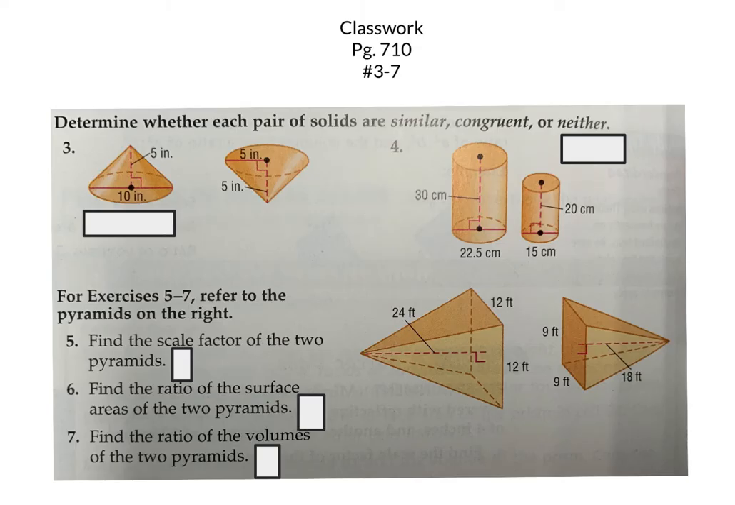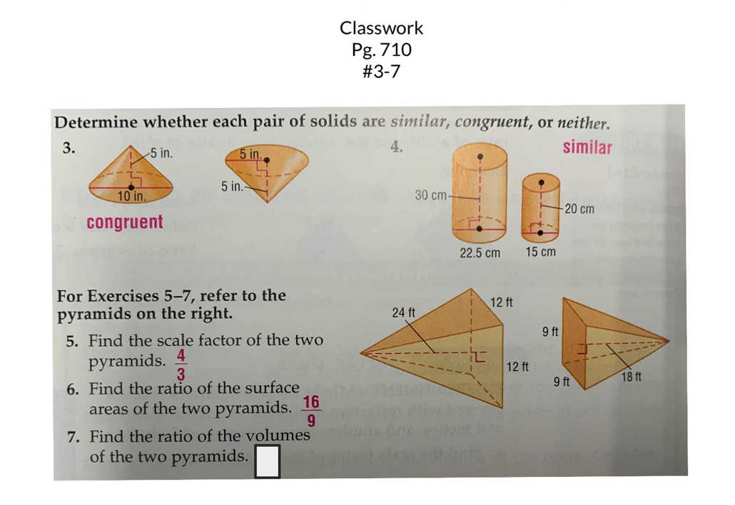For the first one, you wanted to tell me if similar, congruent, or neither. They were congruent. The second one was similar. The scale factor of the two pyramids was 4/3, which means the surface area ratio was 16/9 and the volume ratio was 64/27. If you did 3/4, 9/16, and 27/64, that is fine as well.